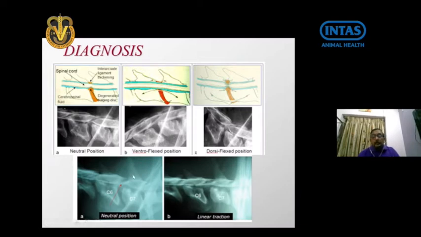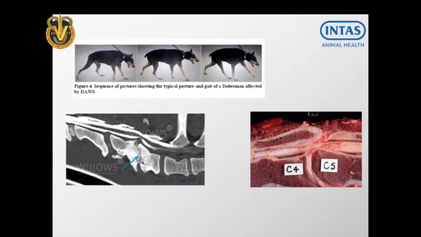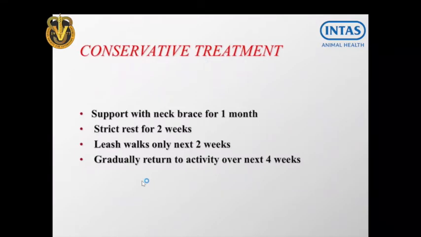Whereas you look at the bottom picture, whether we do a neutral position or even if you do a linear traction, it still continues to be the same. So it's a static lesion. This is how a typical posture and gait of a dog with DOS, that is disc associated wobbler syndrome, looks. The animal is going to keep his head and neck down. He's going to have a short stride at the front and a hypermetria in the back. This is the bony associated lesion. I'm not going to go too into that.